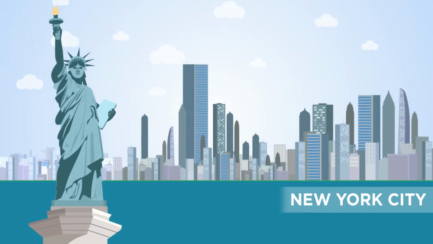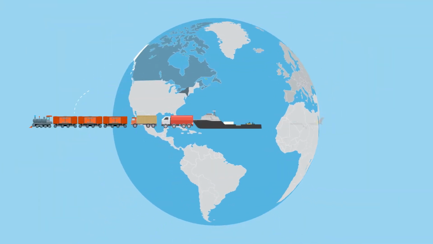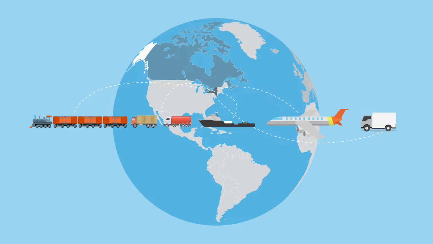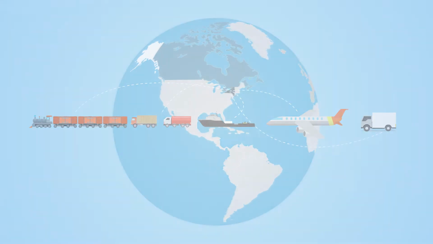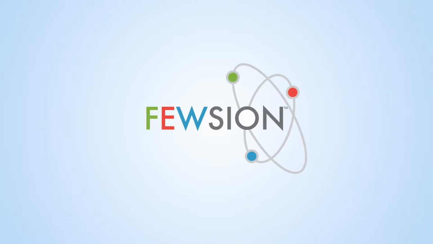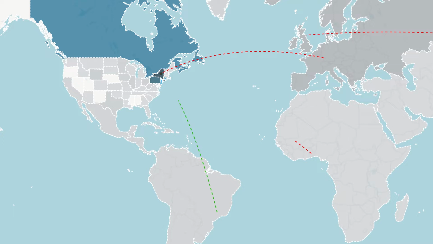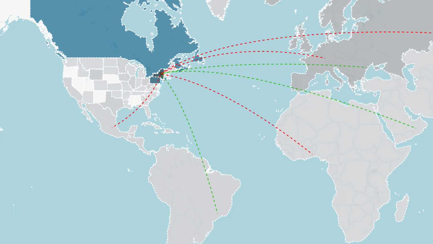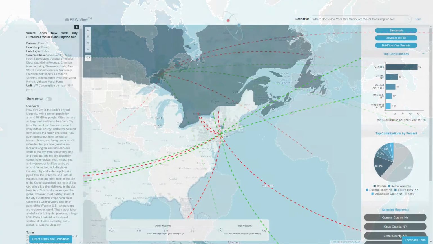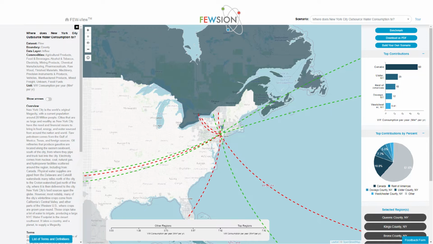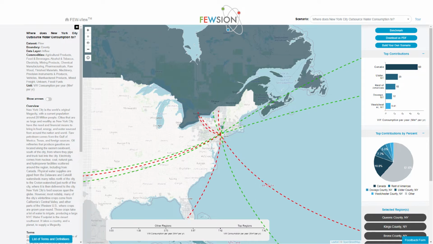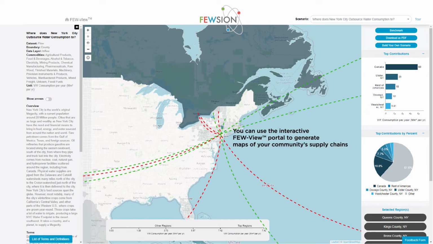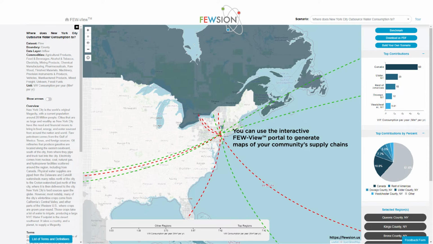New York City has global supply chains which allow it to source and supply goods and services around the world. The FEWSION project provides the first data and visualization of supply chains for each community in the U.S. FEWSION is a supply chain database for U.S. communities that uses real-life data to map the vulnerabilities and environmental footprints of supply chains, as well as their resilience.